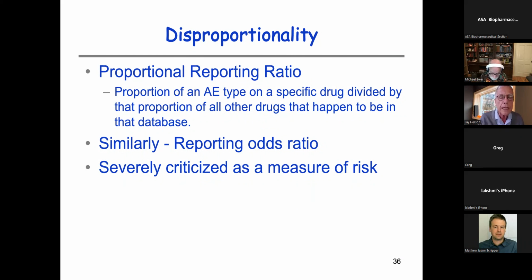So there is a similar measure that came out a few years later called the reporting odds ratio. And if you know how to change a proportion to an odds ratio, as we do in epidemiology, it's a direct analogy, and it has all of the same shortcomings. These two have been severely criticized as a measure of risk.